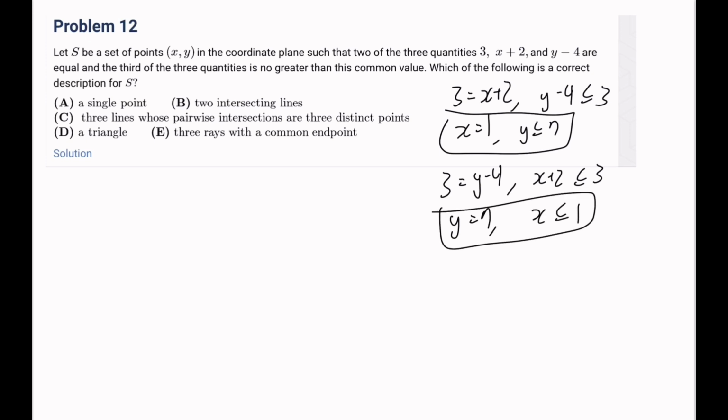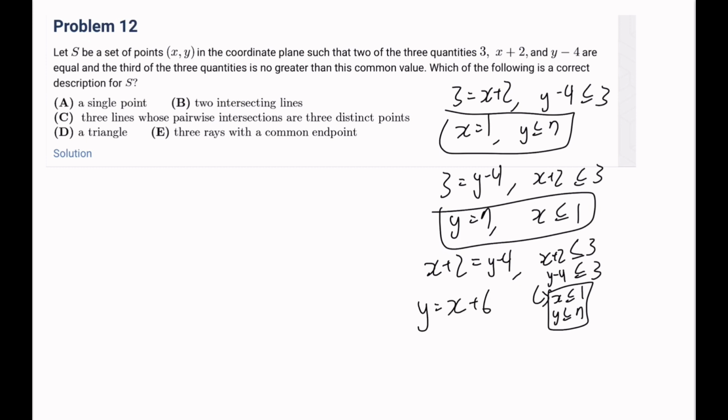And our last is when x plus 2 equals y minus 4, and x plus 2 is less than or equal to 3, and y minus 4 is less than or equal to 3. So x is less than or equal to 1 and y is less than or equal to 7, and this gives us y equals x plus 6, right?